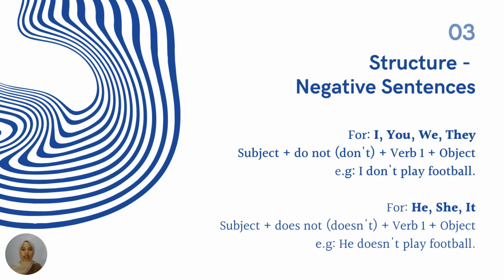And here for negative sentences. For subject I, you, we, and they, the form is subject, do not or don't, plus verb one and object. For example, I don't play football. And then for he, she, and it, the form is subject, does not or doesn't, plus verb one plus object. For example, he doesn't play football, like this.